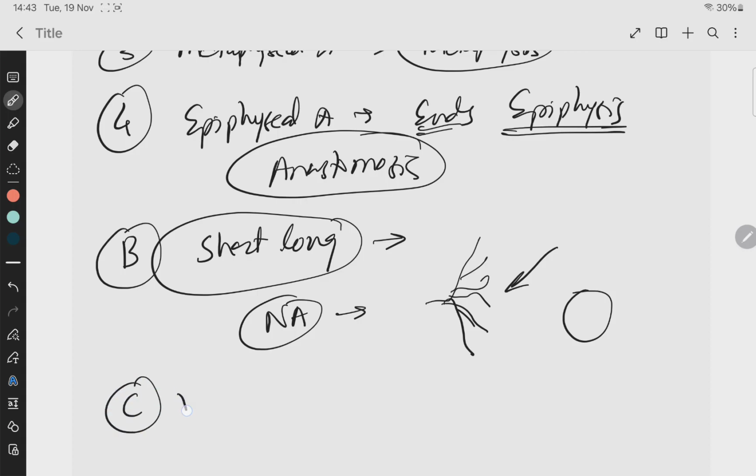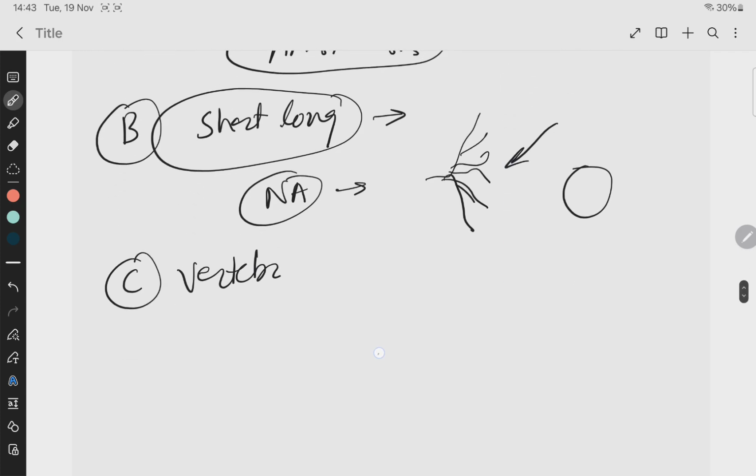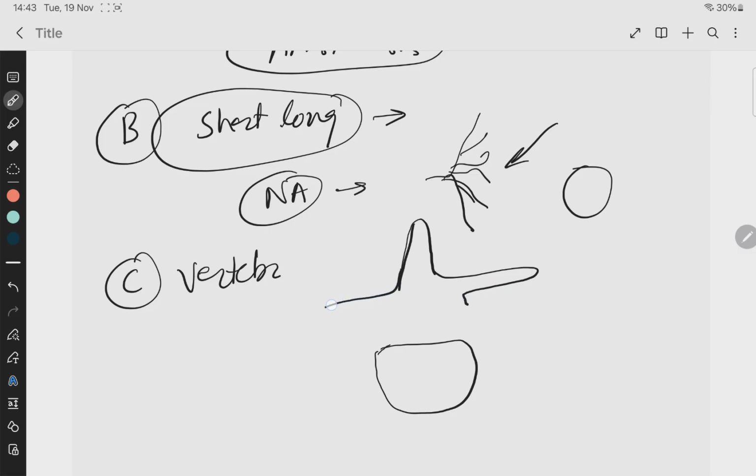Then comes the blood supply to the vertebra. So what is the structure of the vertebra like? This is called the body of the vertebra. This is called the spine of the vertebra. Then this is the transverse process of the vertebra like this, and this is the vertebral canal. So this is the anterior side and this is the posterior side towards the spine.